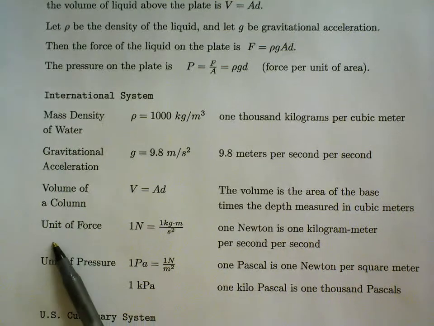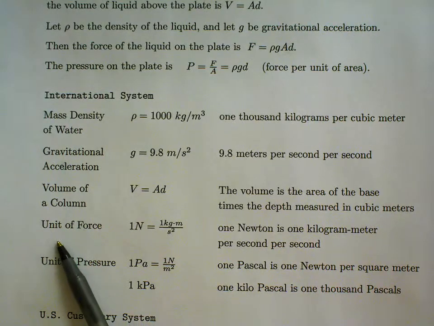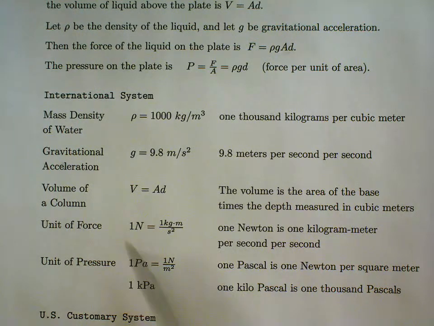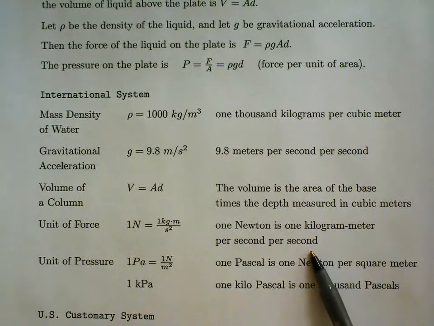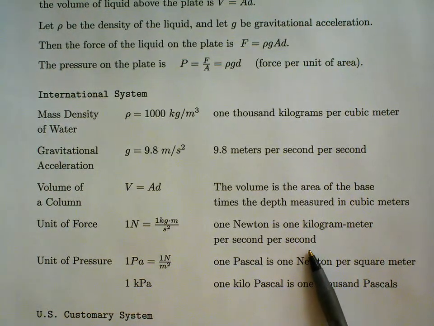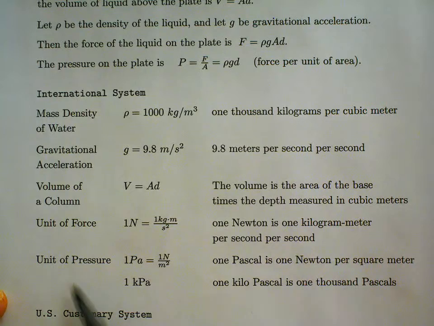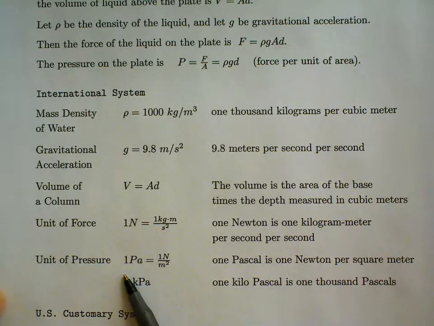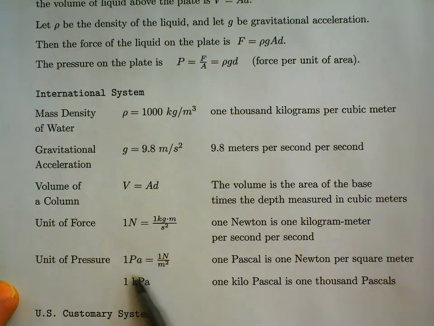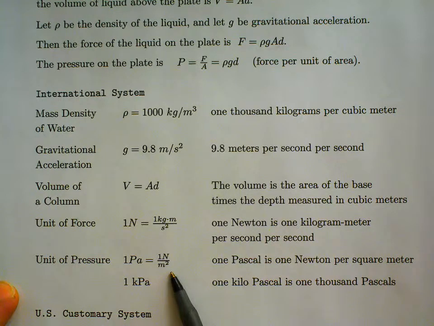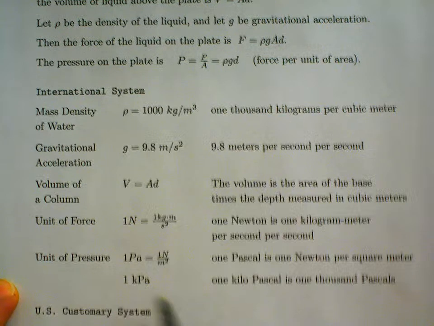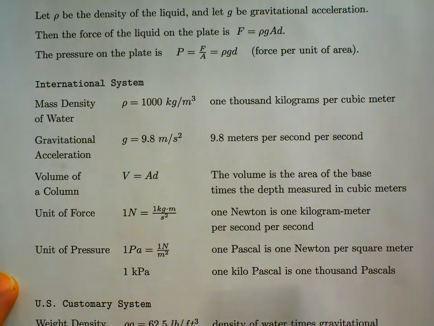And a unit of force is 1 Newton. 1 Newton is 1 kilogram meter per second per second. And then 1 unit of pressure is called a Pascal. 1 Pascal is 1 Newton per square meter. And a kilopascal is just 1,000 pascals.